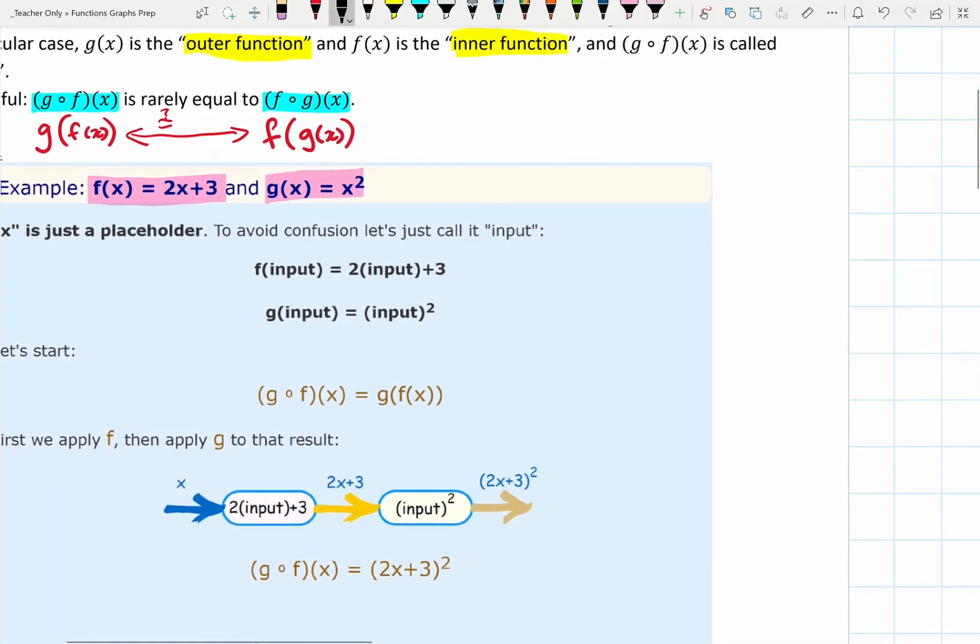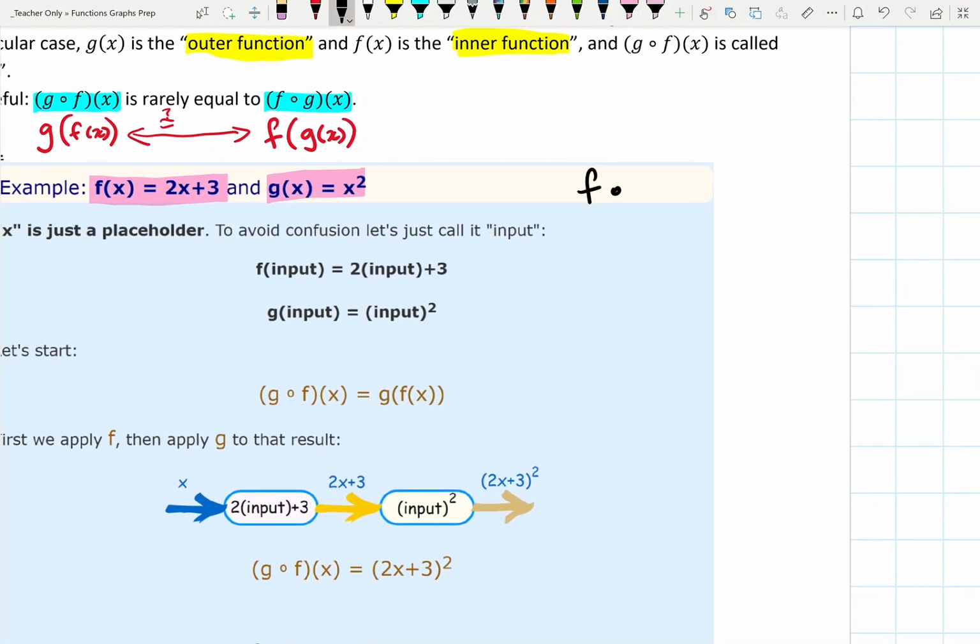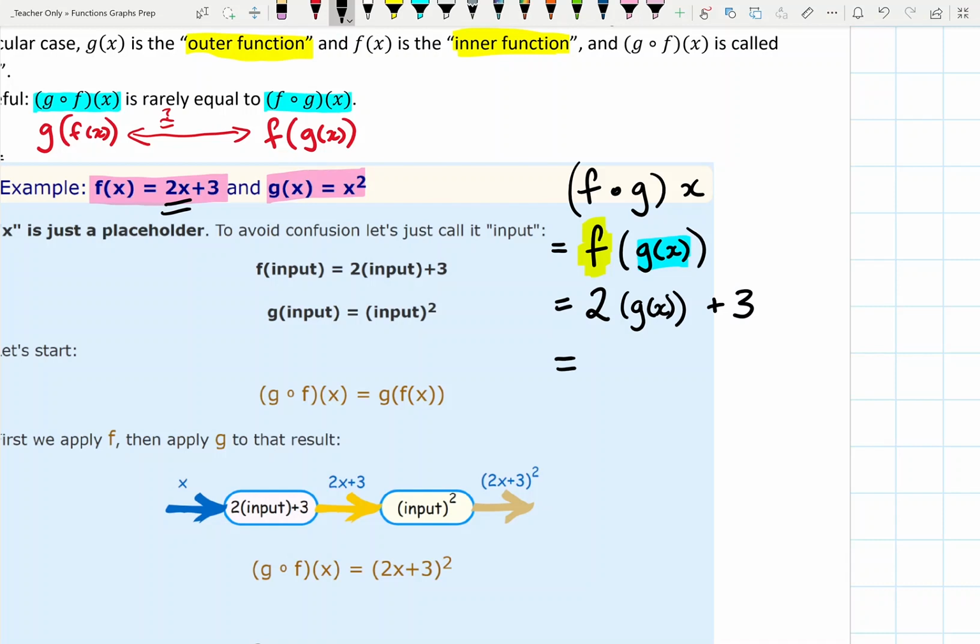So first of all, if we have a look at f of g of x, what we do is we start with the f function, and then everywhere there's an x in the f function, we substitute the g function. So the f function is 2 times x, but instead of x, we write g of x. And in actual fact, you can write g of x instead of x. So that's the 2 times g of x and then plus 3. This step is optional.